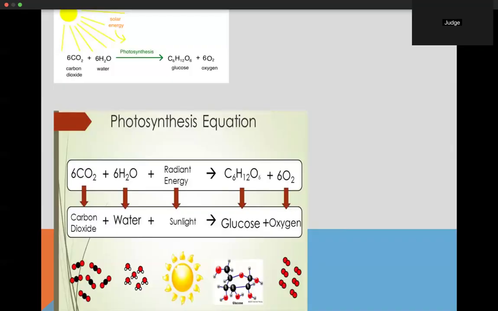The most important equation that we started to look at in our macromolecules lesson is photosynthesis. That is the most fundamental equation to all living systems, where carbon dioxide and water are combined in the presence of light energy to make glucose, that foundational carbohydrate that is the basis for living systems in many ways, and oxygen as a byproduct.